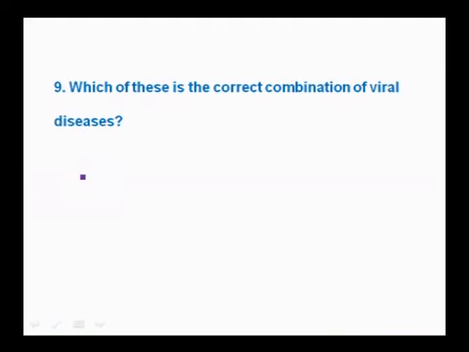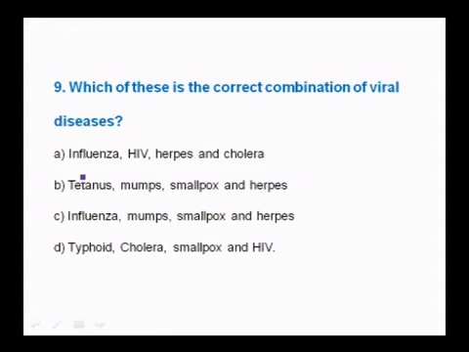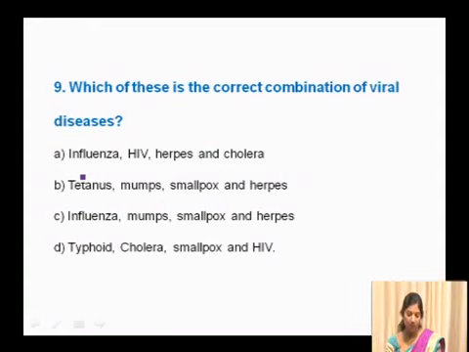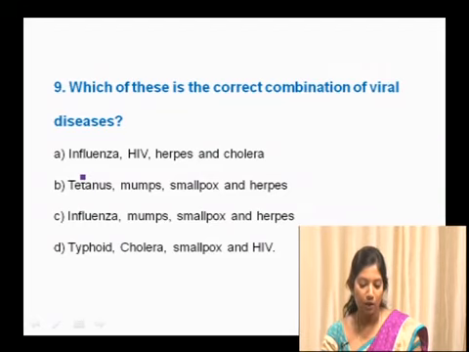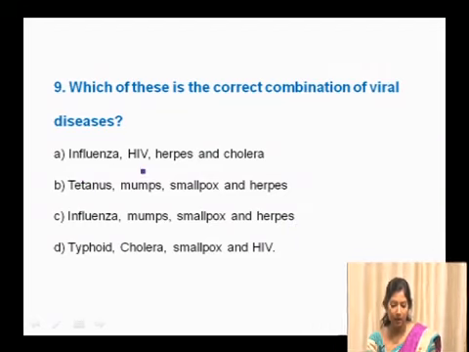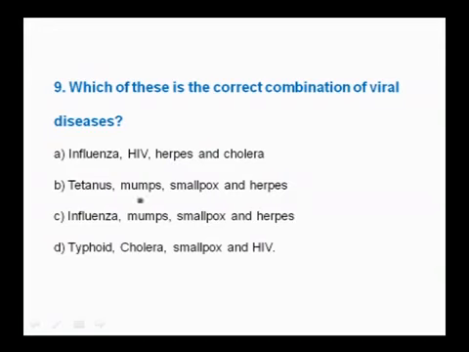Which of these is the correct combination of viral diseases? Here you can see the options given below: influenza, HIV, herpes and cholera; tetanus, mumps, smallpox; herpes, influenza, mumps, smallpox; herpes, typhoid, cholera, smallpox and HIV. Dear students, if you observe these options properly, you can see that influenza, HIV, herpes as well as mumps are all viral diseases.